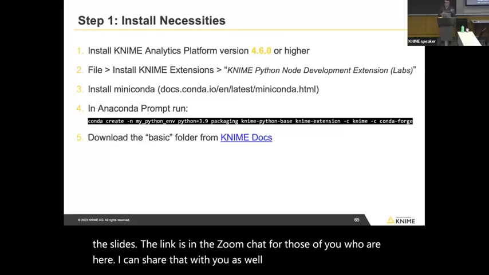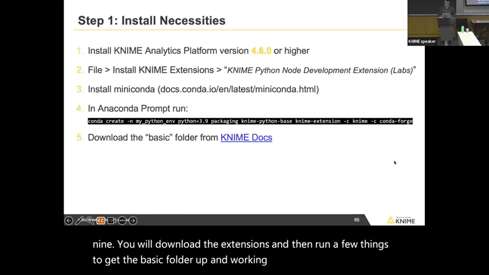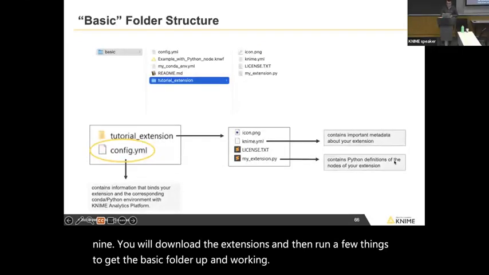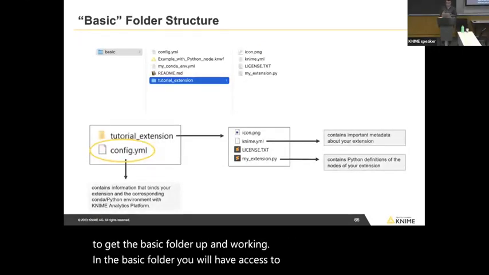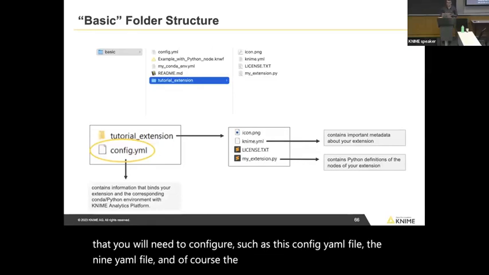Basically, you will need KNIME, you will download the extensions, and then run a few things to get the basic folder up and working. In the basic folder, you will have access to several different files that you will need to configure, such as this config.yml file, the knime.yml file, and of course the myextension.py file, which is where your code will live.